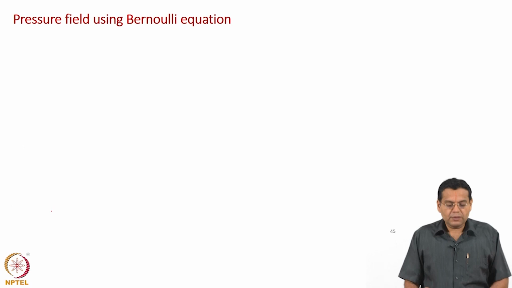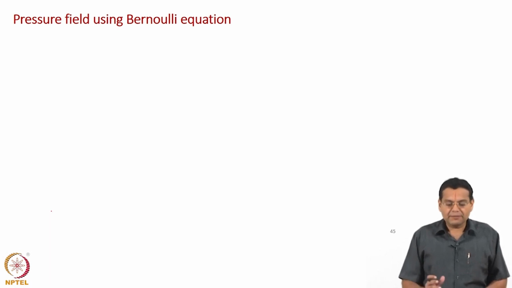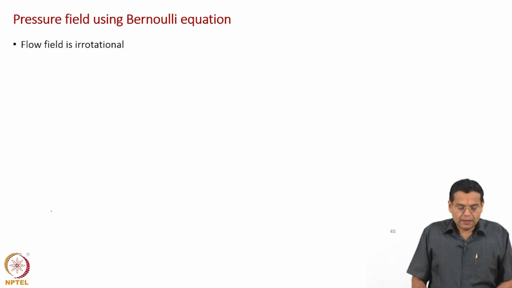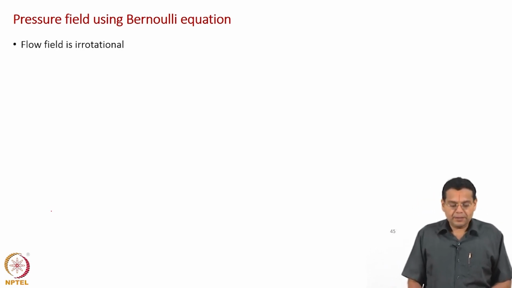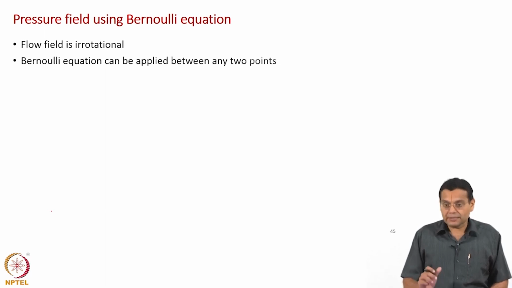Now what we will do, we will straight away use the Bernoulli equation and then find the pressure field, okay, which in one way will be much simpler, because anyway Bernoulli's equation was derived from the Euler equation, okay. So both should be equivalent. Now because the flow field is irrotational, I can apply the Bernoulli equation between any 2 points, that is the advantage here, okay.